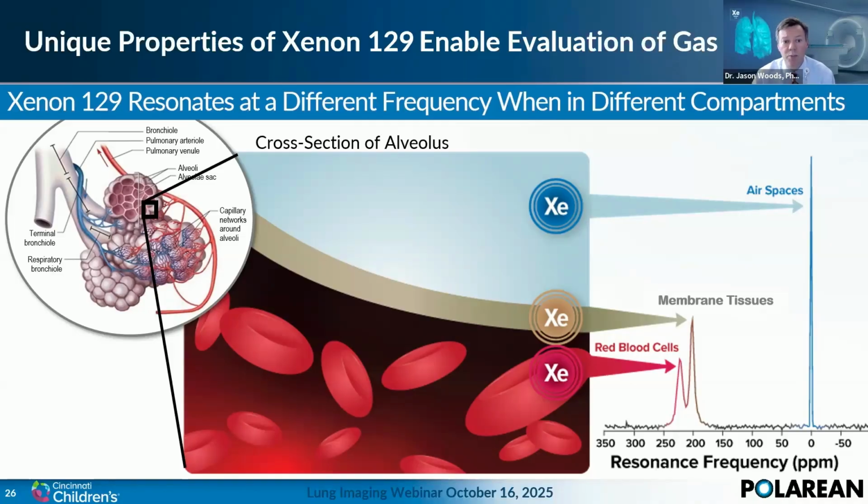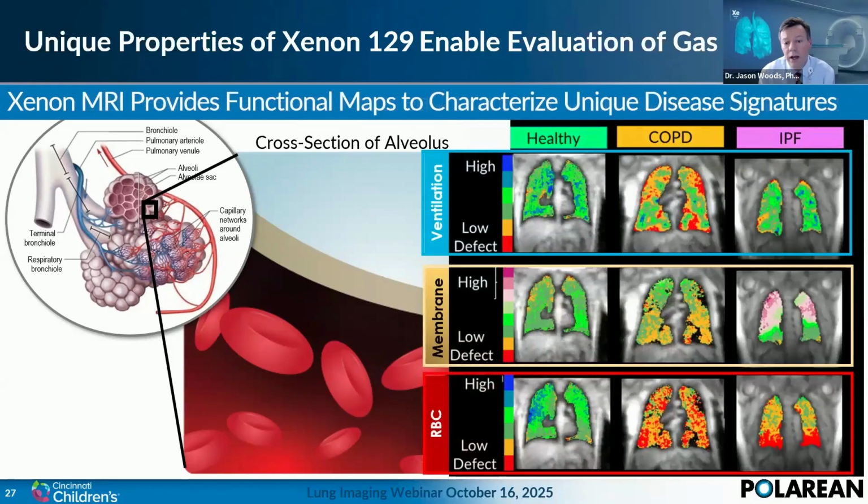So there are three NMR peaks that we can then separate and use to generate images of those three distinct spaces. And these are demonstrations of each of those: ventilation on the top, membrane in the middle, and red blood cells on the bottom in a healthy patient, in a COPD patient, an IPF.